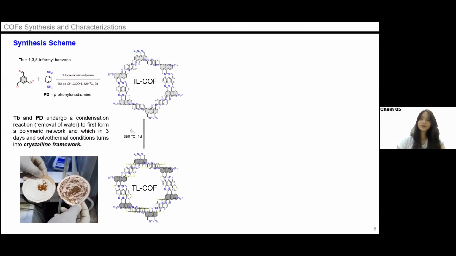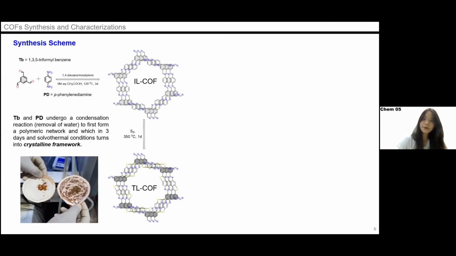Now I will introduce COF synthesis and characterization. For the synthesis of COFs, we use TB and PD, which stand for triphenylbenzene and phenylenediamine. TB and PD with these solvents here undergo a condensation reaction to first form a polymeric network, which in 3 days and solvothermal conditions turns into a crystalline framework.